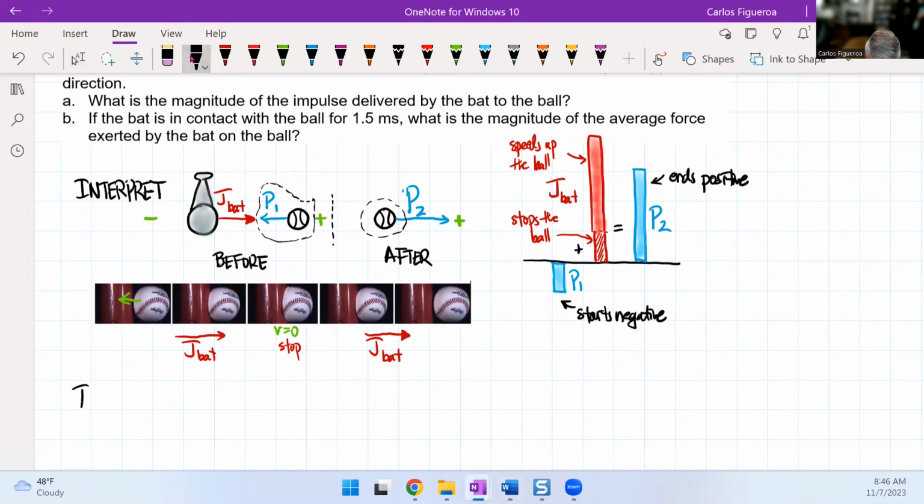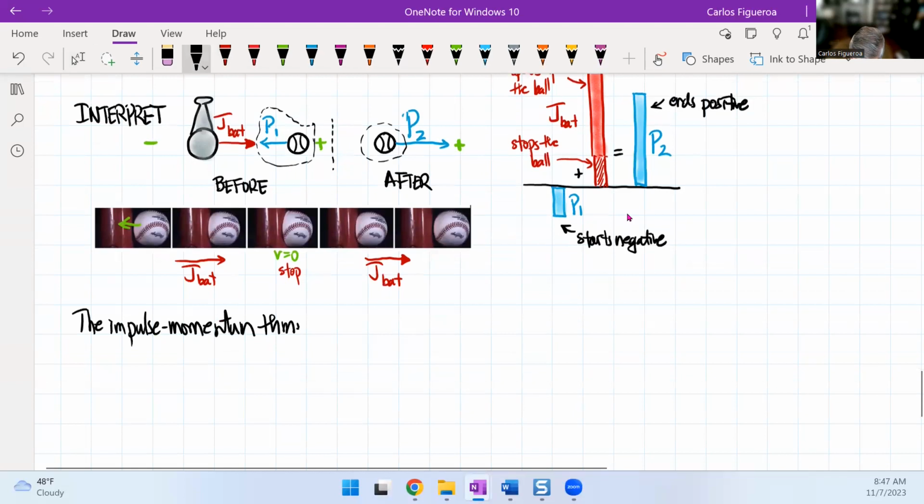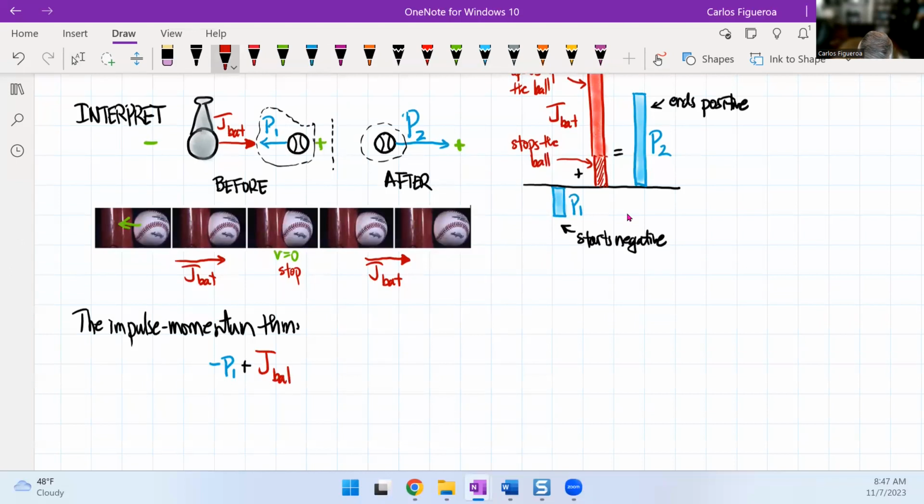So the impulse momentum theorem says this. According to our picture, look at the momentum P1. Our picture then says that the momentum P1 is negative, and then our impulse, J of the bat, is positive, and then this is going to equal P2. It tells us what the signs are.